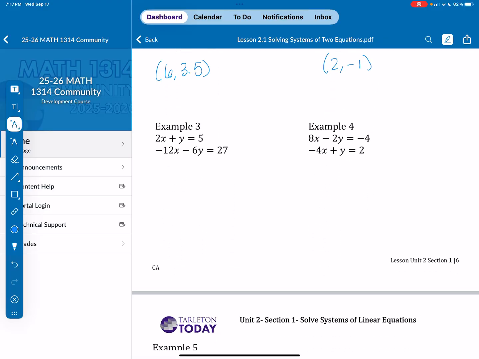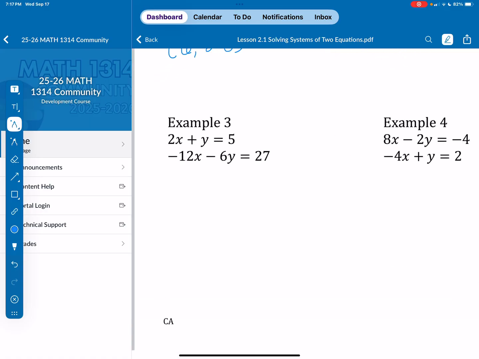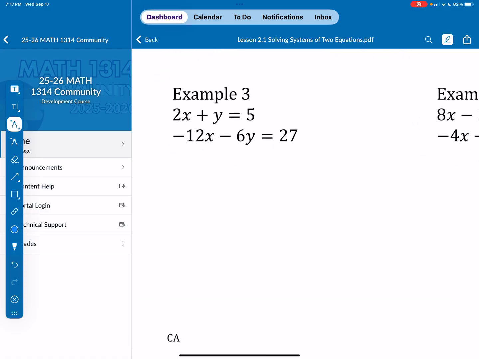I'm actually going to work number 3 and 4 with you, so that way you can see, because this one is actually a little bit different. So on example 3, okay? Again, I prefer elimination, so that's what I'm going to use. And I see that for my x's to cancel here, I need the top to be a positive 12x. So I know I can multiply 2 by 6 to give me positive 12. So I would have 12x plus 6y equals 30.